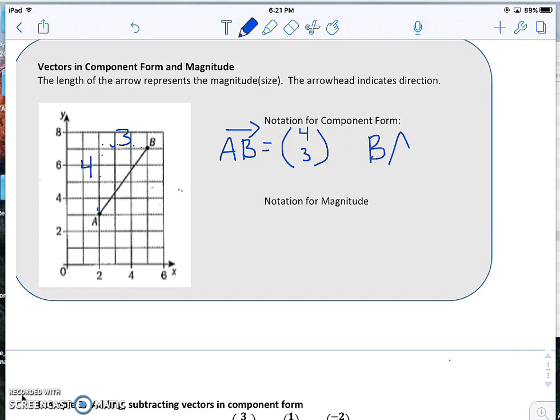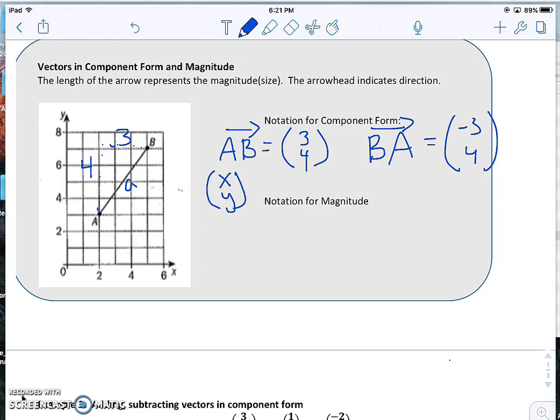Now if we were going to say this vector B to A, we have to think of the direction here. So we go backwards 3 and down 4. And my bad, I messed these up. We need to do the x part first. The x goes on top. So that would be 3, 4. So in component form, it's always x, y.